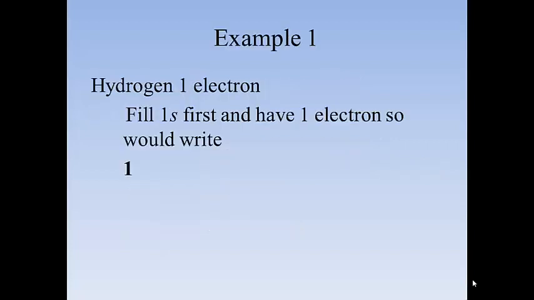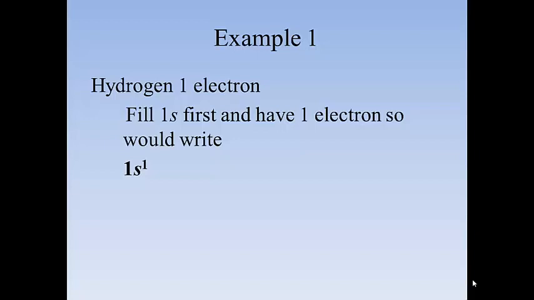So let's start with hydrogen. Hydrogen has 1 electron. You'd fill the 1s first and have 1 electron. So you'd write 1 for the energy level, s for the orbital, a superscript 1, and this you would then say is 1s1.